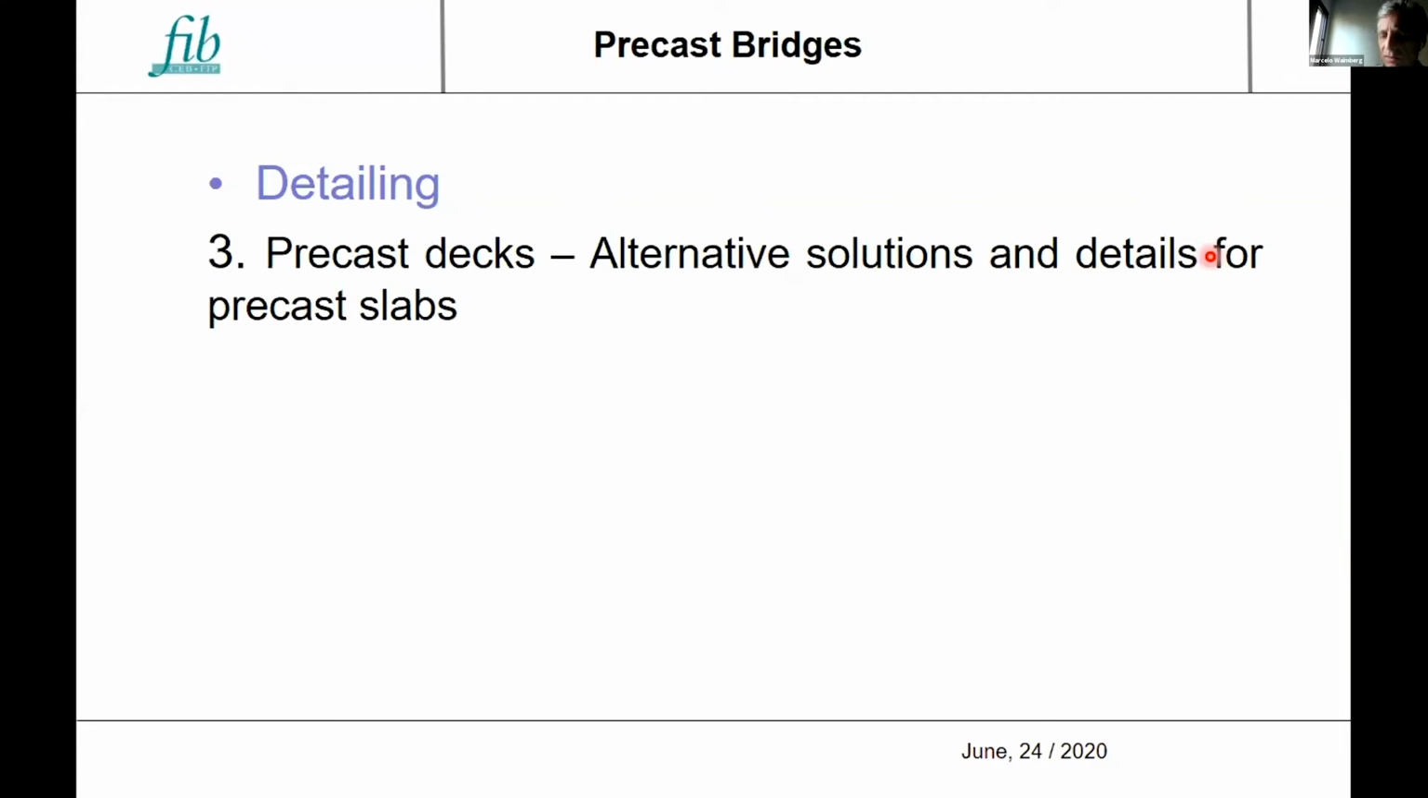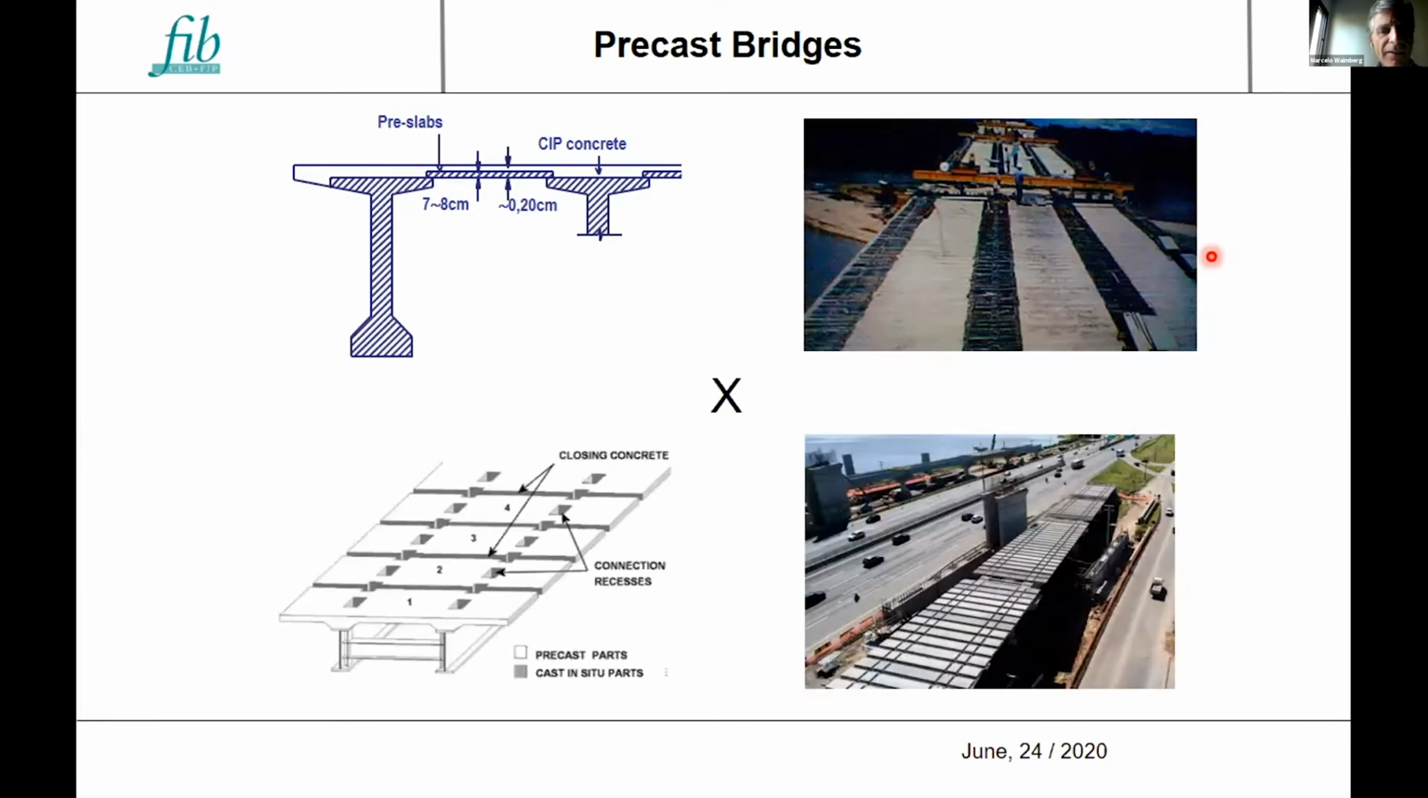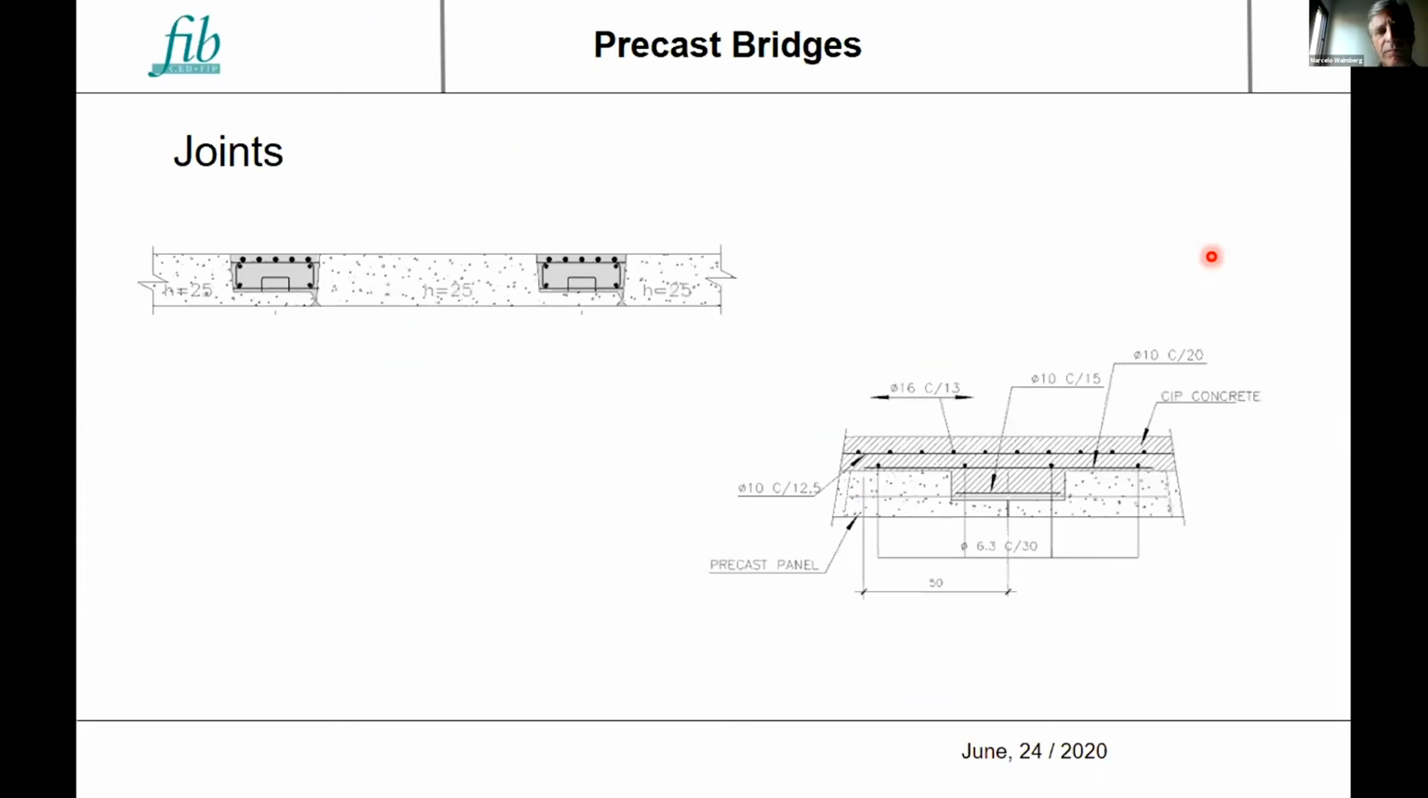We have a second group focused now on precast decks, alternative solutions for these precast slabs. Then we will discuss the convenience or the characteristics of using partially precast slabs against full depth precast elements. Joints between precast elements, especially longitudinal joints between precast panels, how to detail them, different solutions, and criteria to evaluate the strength of these joints.